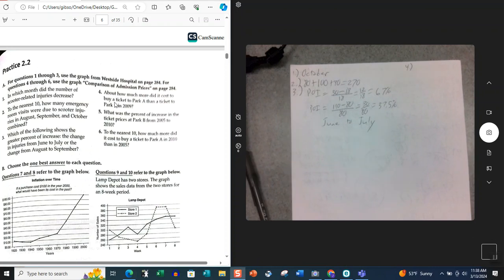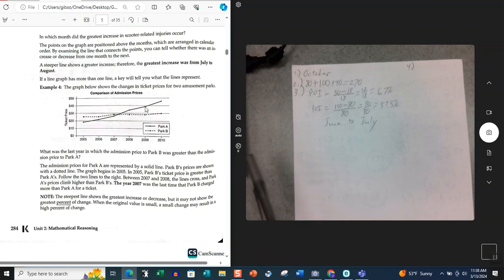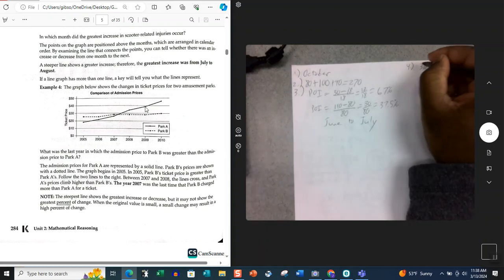Okay, now number 4, it says about how much more did it cost to buy a ticket to Park A than a ticket to Park B in 2009. So we go back up here. We look at 2009. Park A's ticket was about $38.